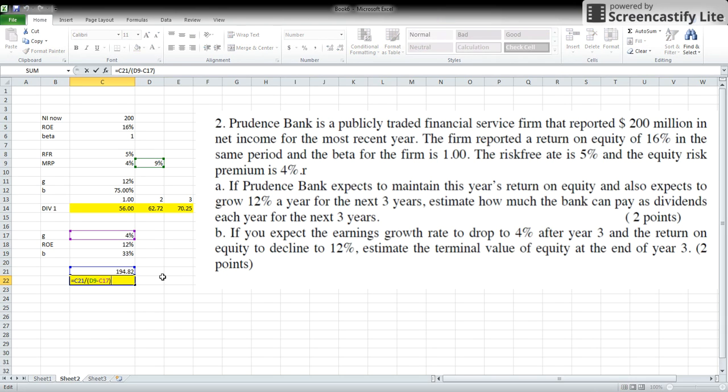We are required to find the terminal value at year three, which is simply the 9% cost of equity minus the new growth rate of 4%. And on the numerator side, you've got the FCFE that you just calculated. Right? I hope that was simple enough.